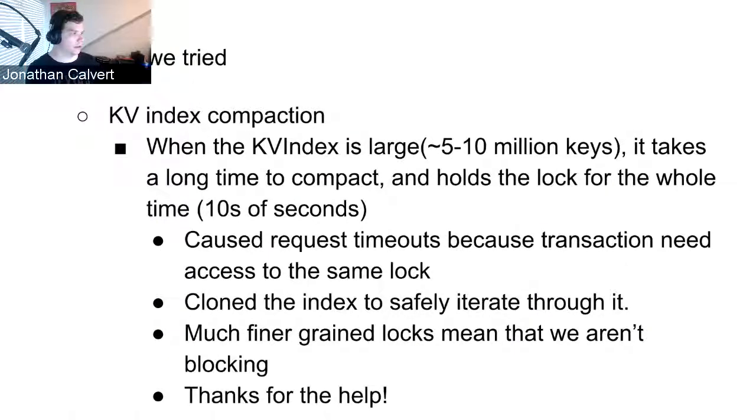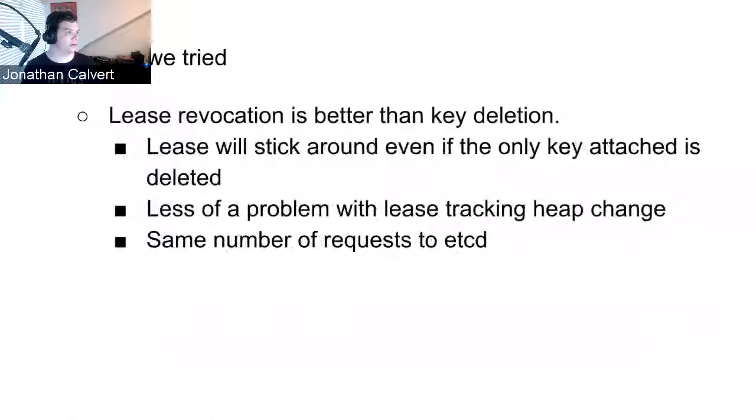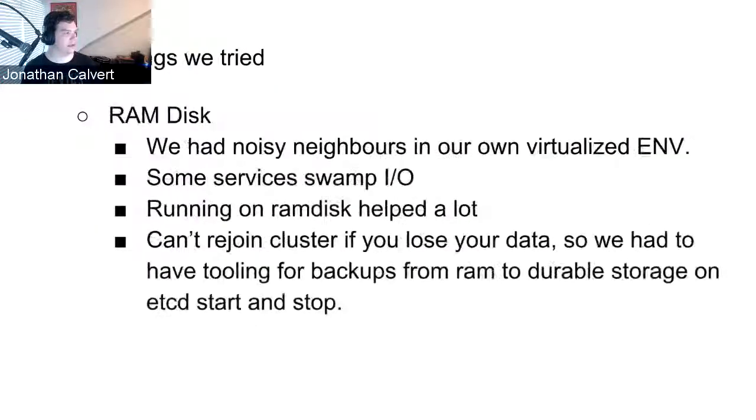And then we also have some issues around the index compaction. The KV index, which is just the index of all the key values, we were getting it up to 5 to 10 million. I'm sorry, I skipped something. Yeah, this is actually pretty important.